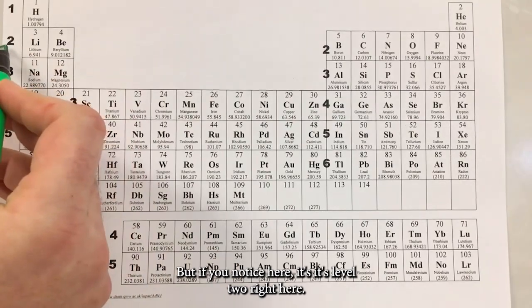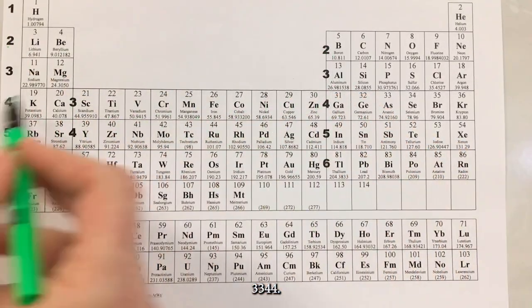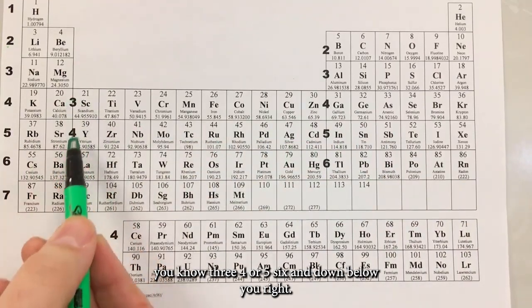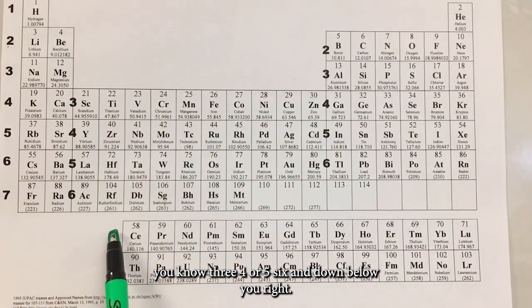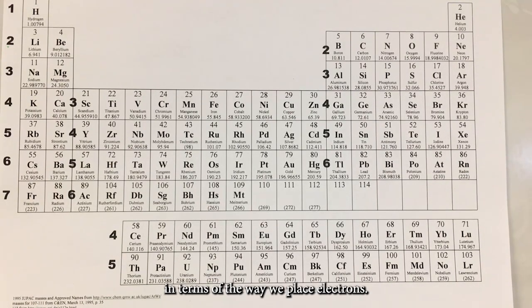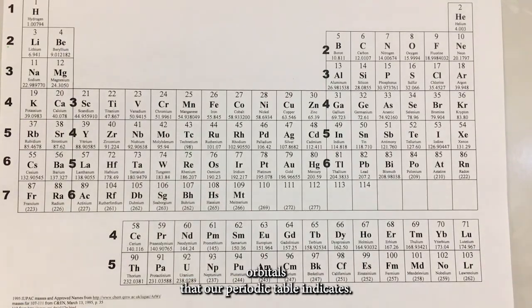But if you notice, it's level 2 right here, and it's also level 2 right here. 3, 3, 4, 4. It's also really important that right here in the middle you number 3, 4, 5, 6, and down below you write 4 and 5. That corresponds to the energy levels we're going to be talking about in terms of the way we place electrons.